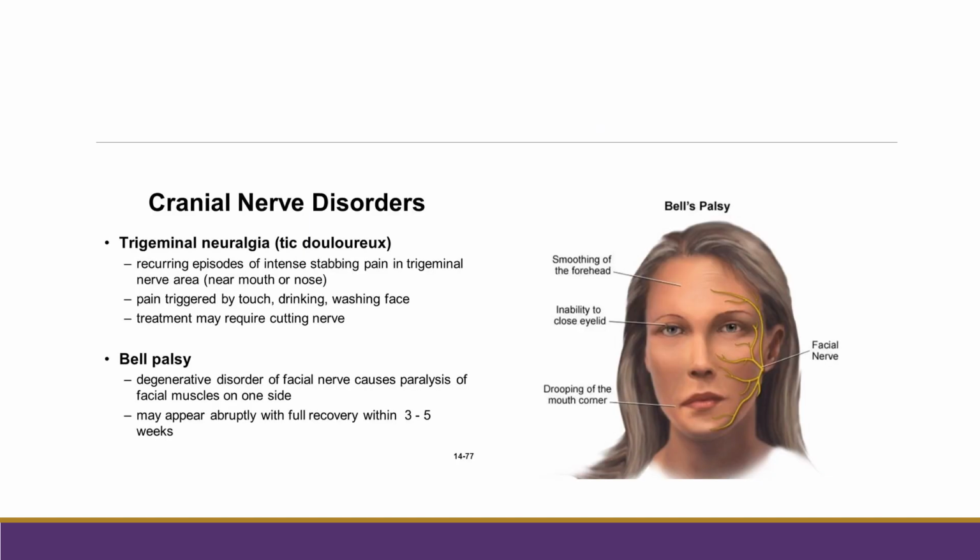So a little study slide here for you to keep straight trigeminal neuralgia from Bell's palsy. Trigeminal neuralgia, cranial nerve 5, also known as tic douloureux. See how it's T, trigeminal, T, tic douloureux, and then Bell's palsy is facial nerve, so facial nerve or 7.